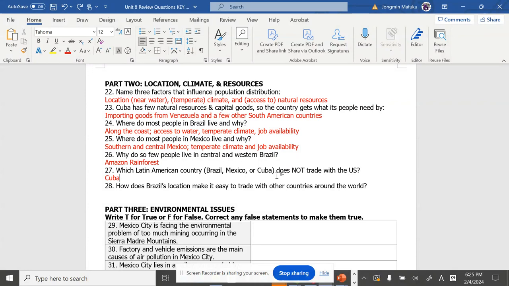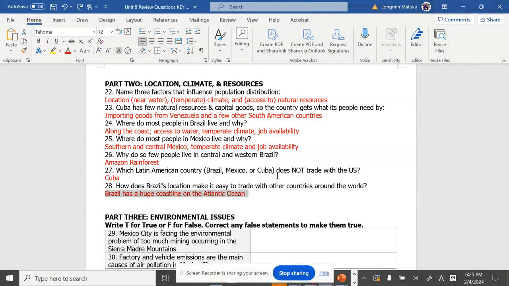And number 28, how does Brazil's location make it easy to trade with other countries around the world? The answer is because they have the Atlantic Ocean. The Atlantic Ocean makes it easier for people from Brazil to trade. All of that ocean is a trade route for them. So that makes it extremely easy to trade with other countries around the world.